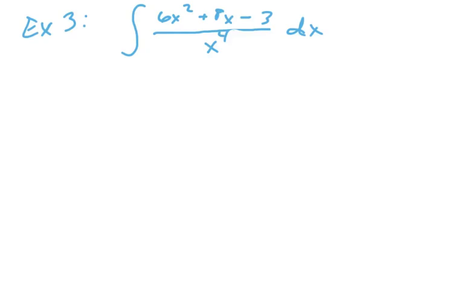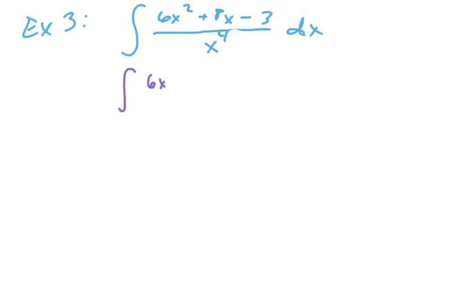Okay, so I have the antiderivative of (6x squared plus 8x minus 3) all over x to the 4th power dx. All right, so let's start with the same process. We are going to separate each term.